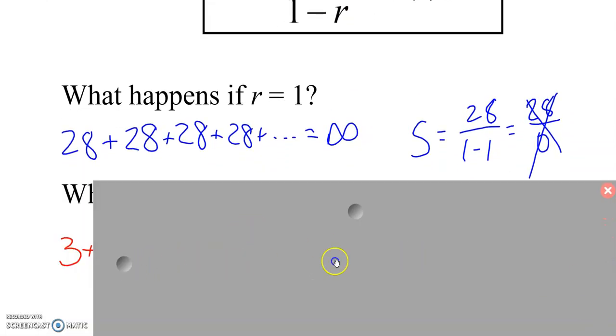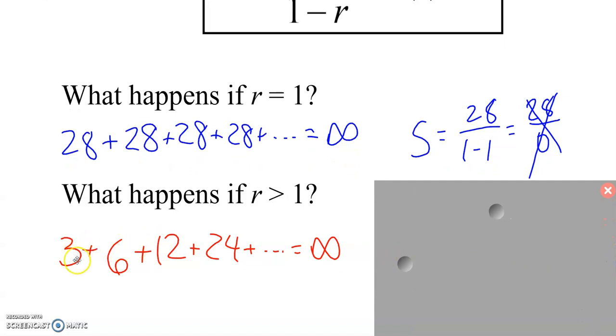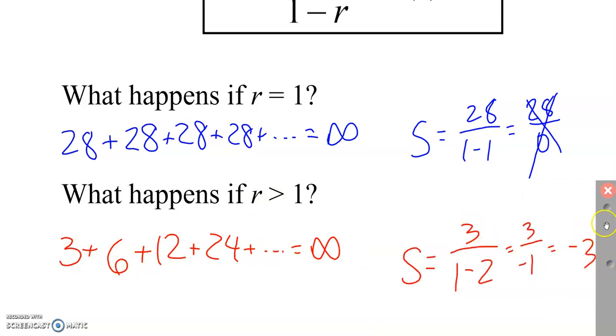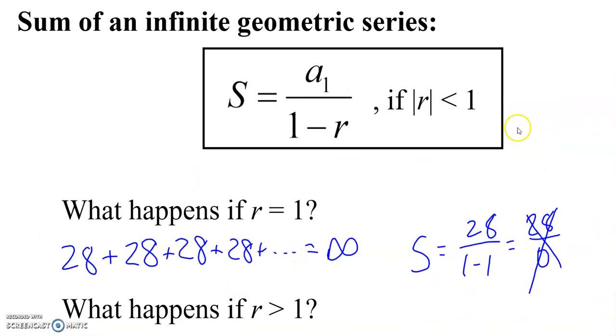If r is greater than 1, though, you get a series where you're adding a bunch of numbers that are just getting bigger and bigger and bigger, so your total will go on forever up to infinity. However, if you do plug this common ratio into the formula, it will actually give you an answer that is absolutely not the correct answer. These do not add up to -3. So be careful when you're using this formula. An infinite geometric series only works if the absolute value of r is less than 1.